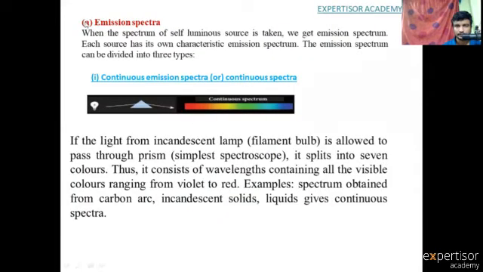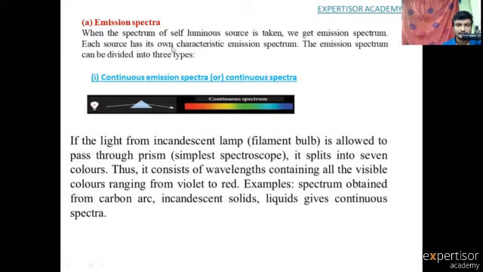Next, the spectrums are divided into two types: emission spectra and absorption spectra. The first one is the emission spectrum. When the spectrum of a self-luminous source is taken, we get the emission spectrum.